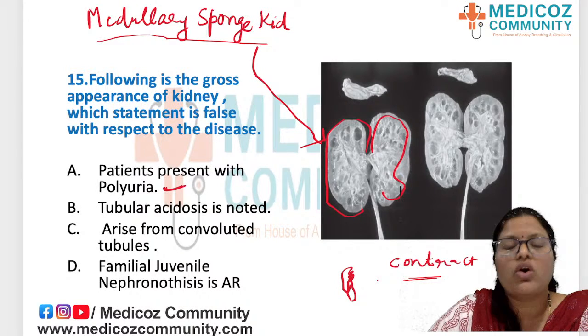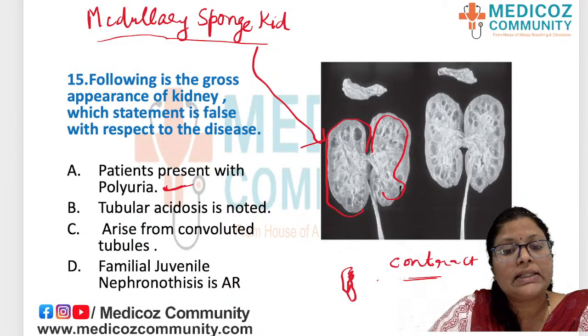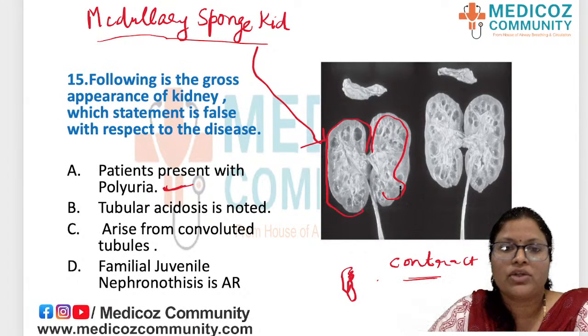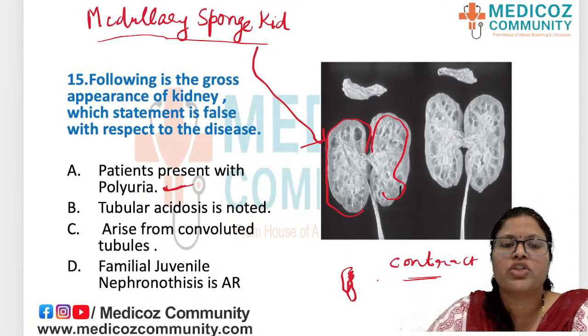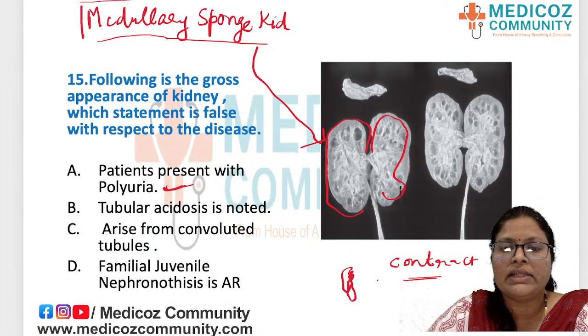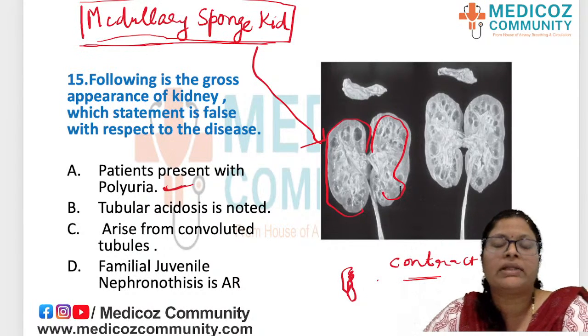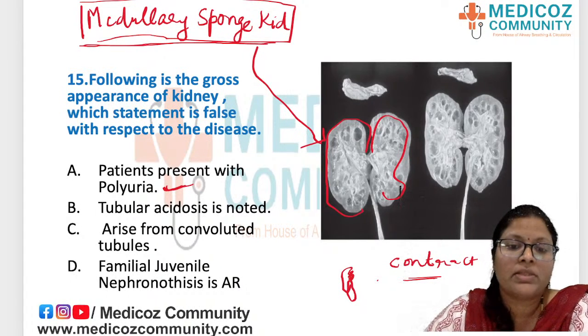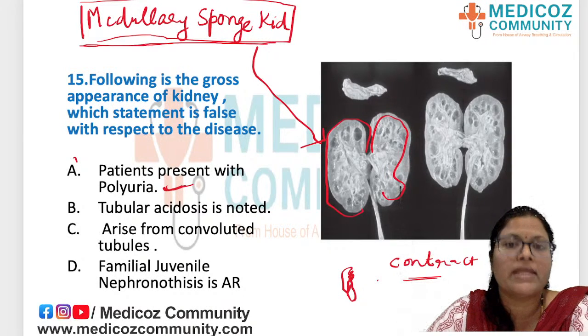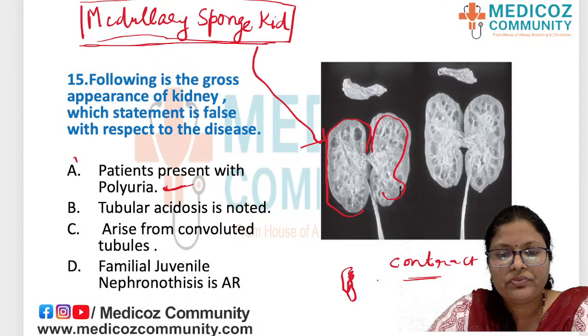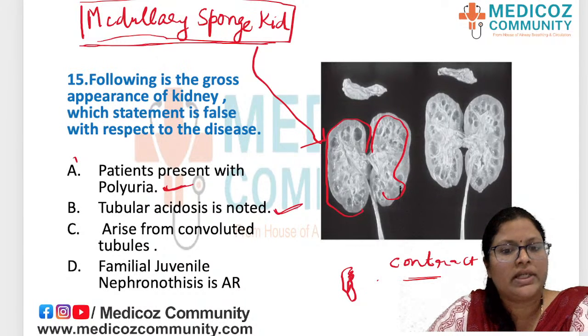They present with a lot of urine, but the urine fails to concentrate. These people can also present with hematuria. Usually medullary sponge kidney is an asymptomatic condition. Most of the time it's asymptomatic, but it is incidentally discovered when the patient comes with unexplained polyuria and tubular acidosis. So tubular acidosis is also right.